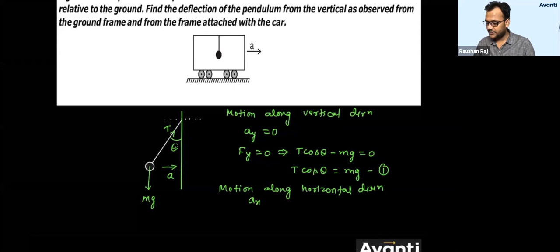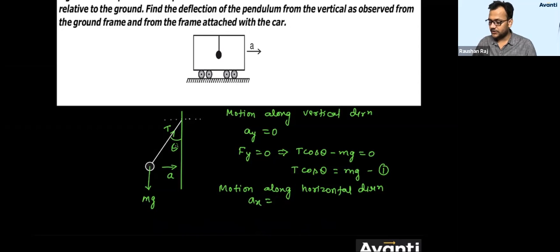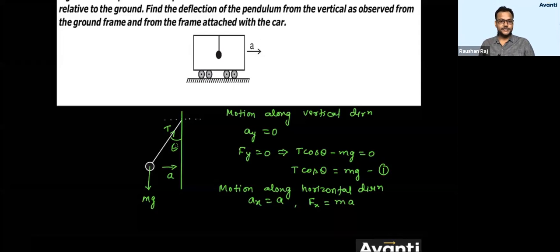So Ax will be equal to 0. Fx will be equal to 0. Sorry, Ax is not equal to 0 actually. Ax is equal to A. So Fx must be equal to m into A. Mass into acceleration along x, that is A, so m into A. Fx is net force in x direction or horizontal direction. Tell me guys, what is the net force in horizontal direction? So only T sine theta. Component of this tension along horizontal will be T sine theta. So this T sine theta must be equal to m A.